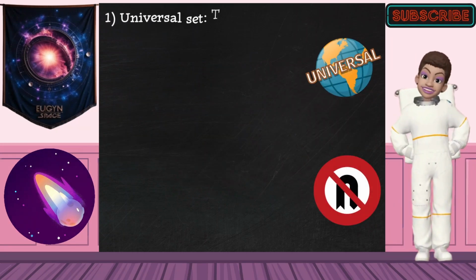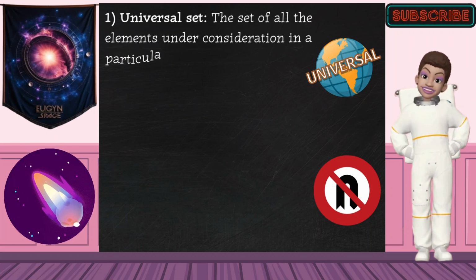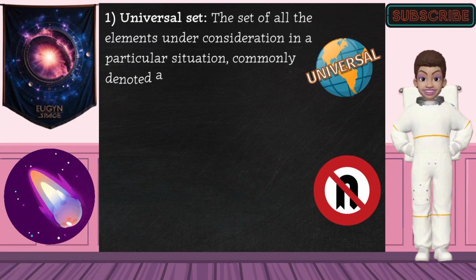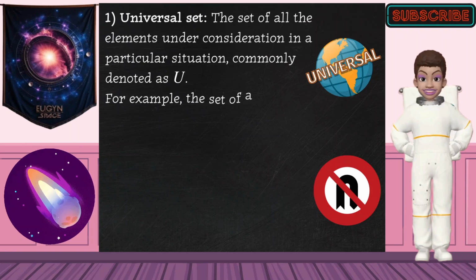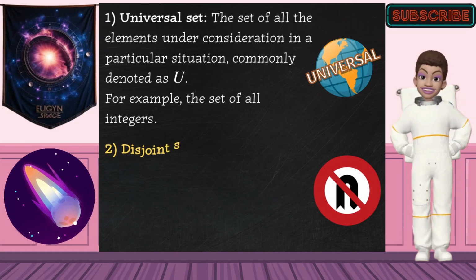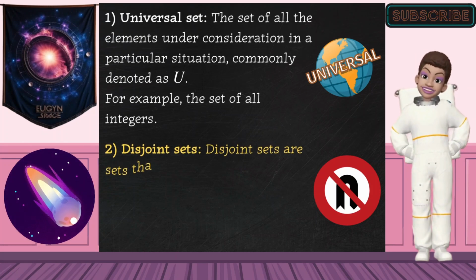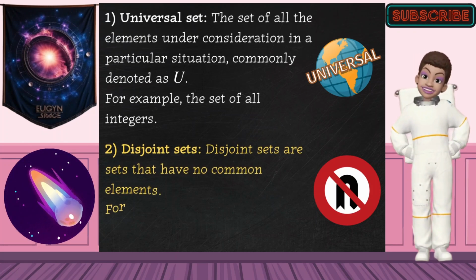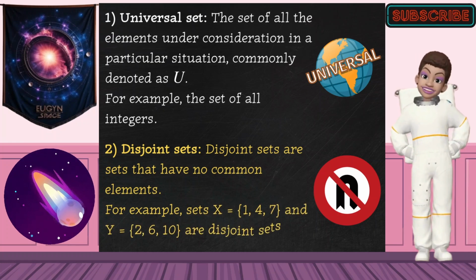1. Universal set. This is a set of all the elements under consideration in a particular situation, commonly denoted as U. For example, the set of all integers is a universal set. 2. Disjoint sets. These are sets that have no common elements. For example, sets X and Y are disjoint sets since they have no common elements.